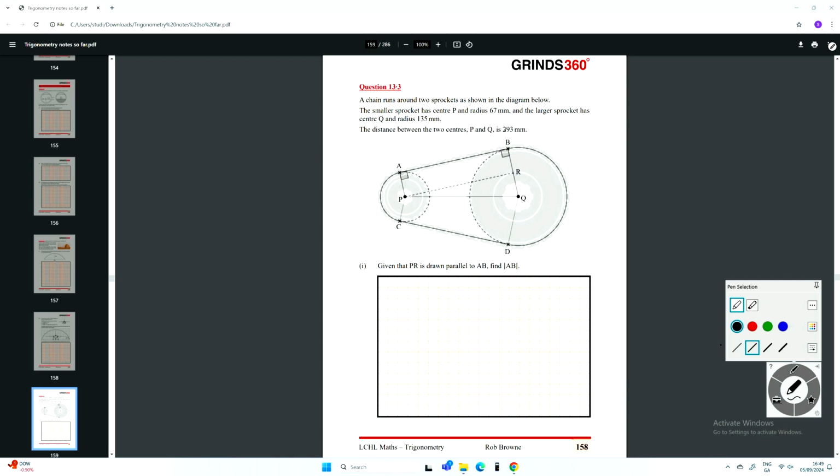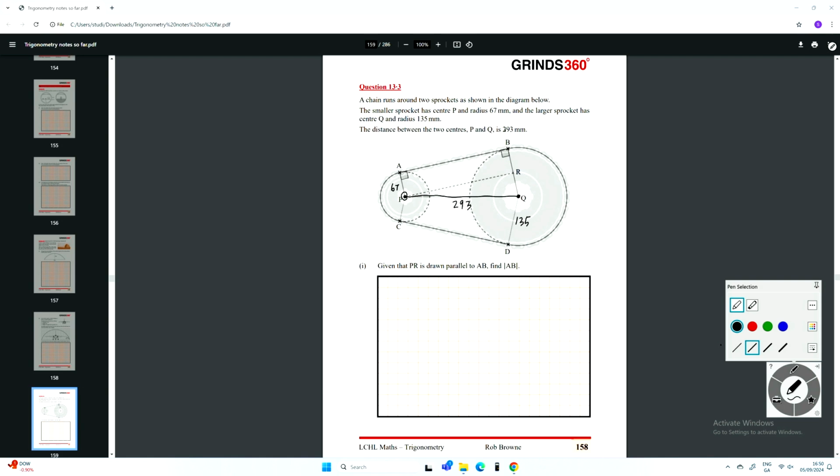So the last question then to bring us up to the end of this lesson is this one here from page 158. It says a chain runs around 2 sprockets as shown in the diagram below. The smaller sprocket has center P, so that's the center point there, and a radius of 67 millimeters. So this radius here is 67. The large sprocket has center Q, that's this point here, and the radius is 135. And the distance between the two centers, P and Q, is 293. So you can see that this line here, between P and Q, is 293.